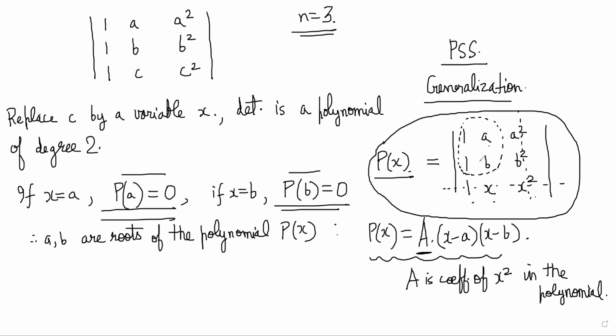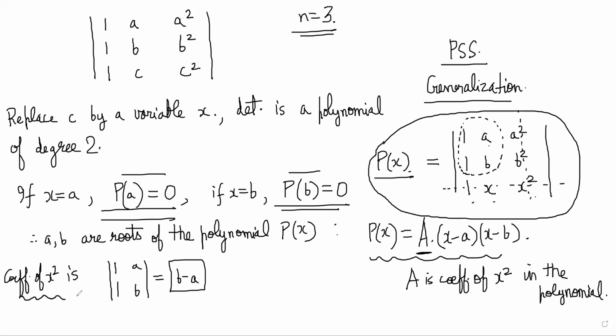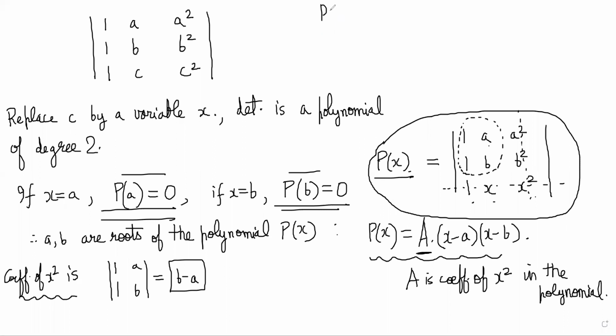So what we will say is the coefficient of x square is basically the determinant of 1a, 1b, right? And that is simply b minus a. That is an easy evaluation. The coefficient of x square is coming out to be b minus a. Therefore, the polynomial becomes what? The polynomial we can write here on top. The polynomial becomes p of x is equal to, we put the A value, which is b minus a, and multiply it with (x minus a)(x minus b), right?